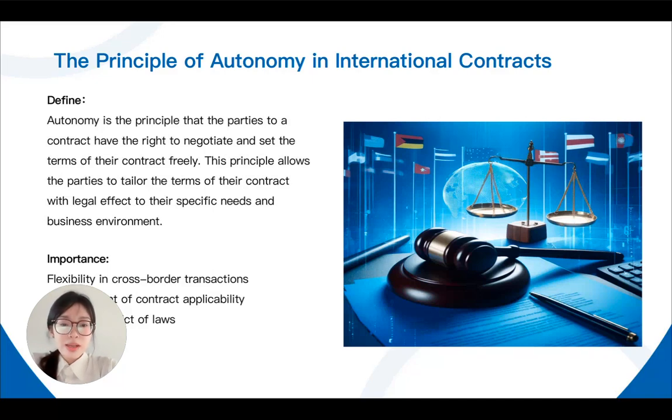Importance: flexibility in cross-border transactions. Party autonomy allows parties to adapt their contracts to different legal and commercial environments. Enhancement of contract applicability: tailored contracts are more likely to meet the specific needs of the parties involved. Reduction of conflict of laws: by allowing parties to set their own terms, potential legal conflicts are minimized.